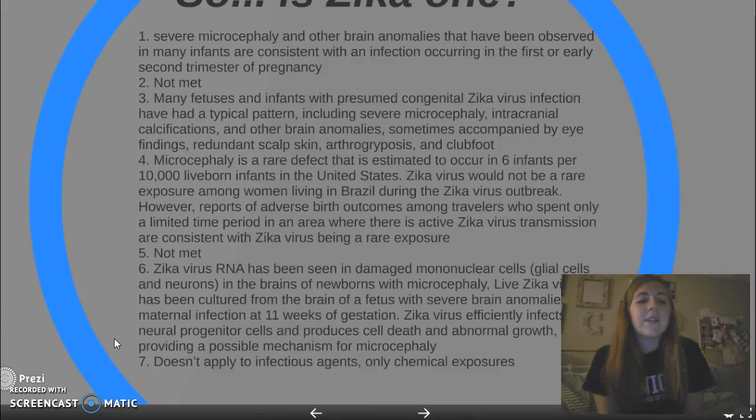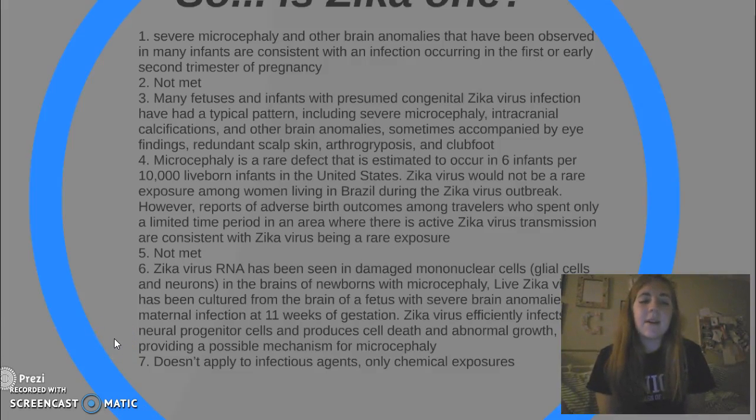So the fifth criteria was not met, however the sixth was. Since Zika virus RNA has been seen in damaged mononuclear cells, like glial cells and neurons, in the brains of newborns with microcephaly. But Zika virus has also been cultured from the brain of a fetus with severe brain anomalies after maternal infection at 11 weeks of gestation.